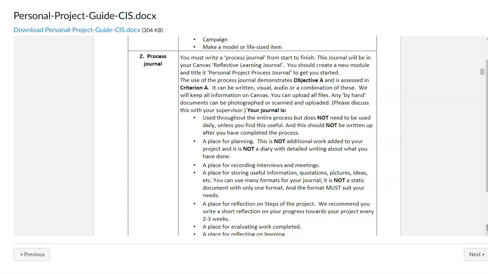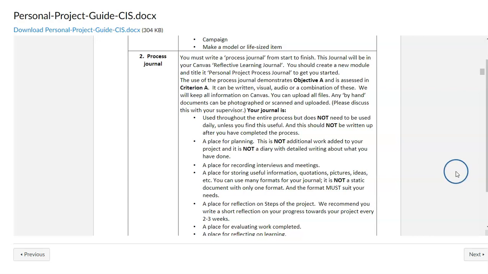You can use many different formats for your journal. It is not a static document with only one format, and the format must suit your needs. This means that your journal might be very different to your friend's journal because you'll be completing very different projects. It is a place for reflection on the different steps of the project. I recommend that you write a short reflection on your progress at least every 2 to 3 weeks, and this can be completed during your personal project lesson.